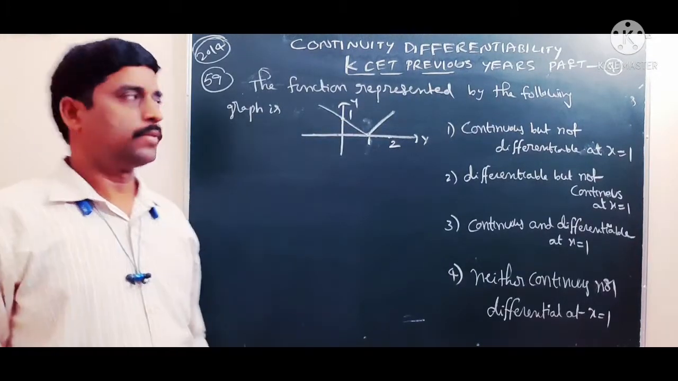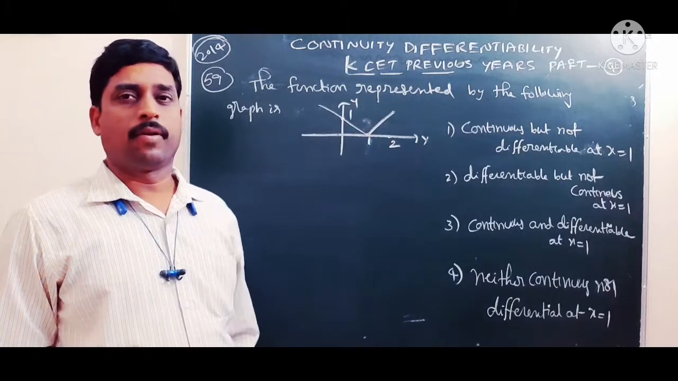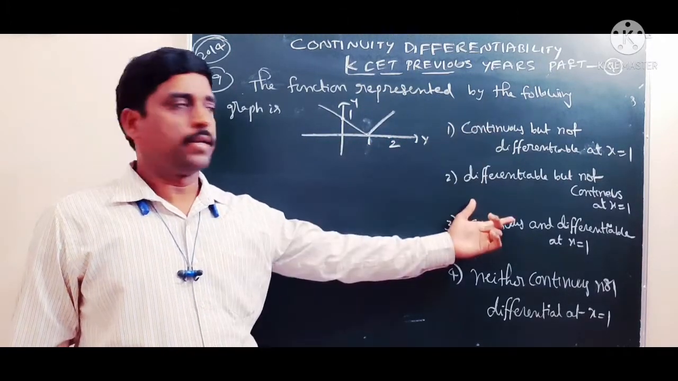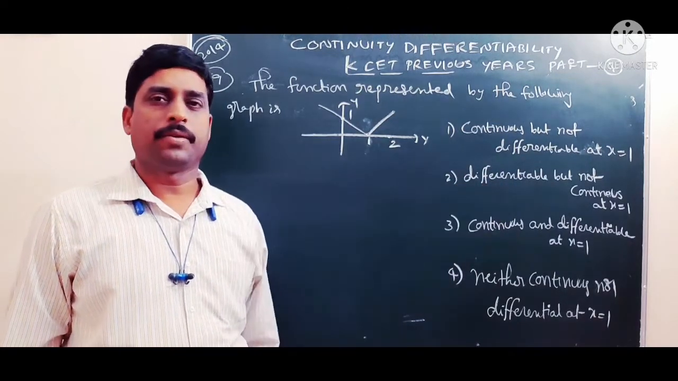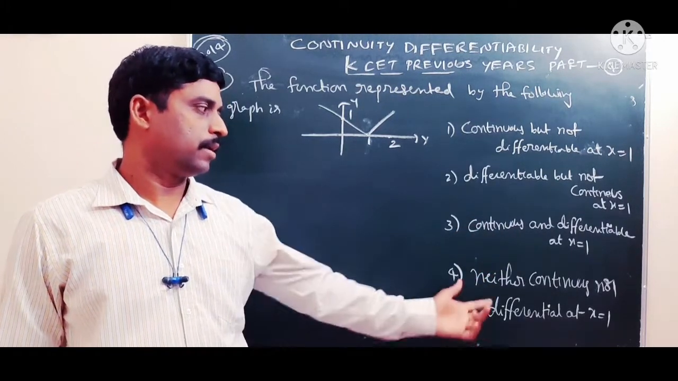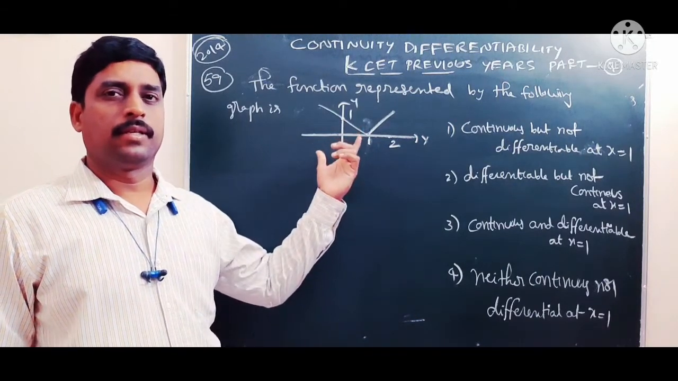Let us go to the next problem. This is a 2014 problem. The function represented by the following. Okay. What options are given? Continuous but not differentiable. Differentiable but not continuous. Continuous and differentiable at x is equal to 1. Neither nor. So let us observe this graph.